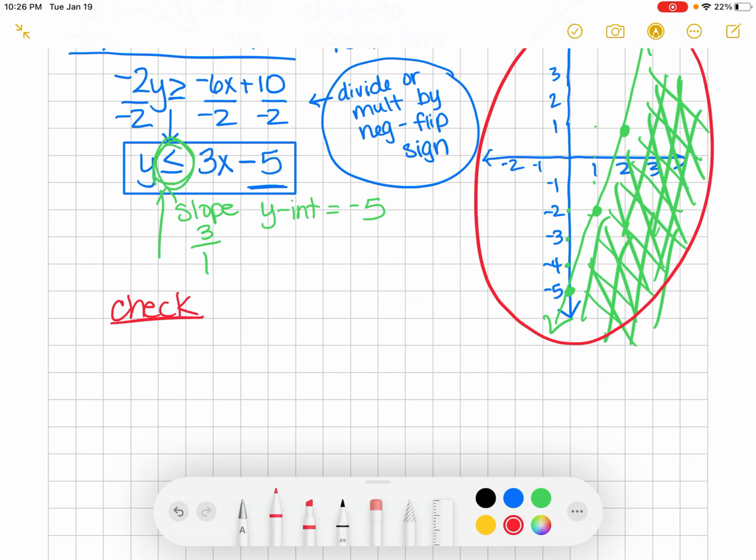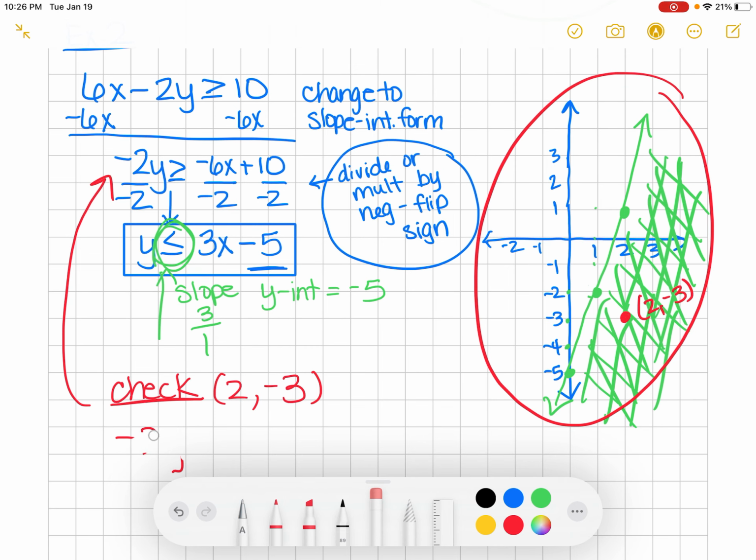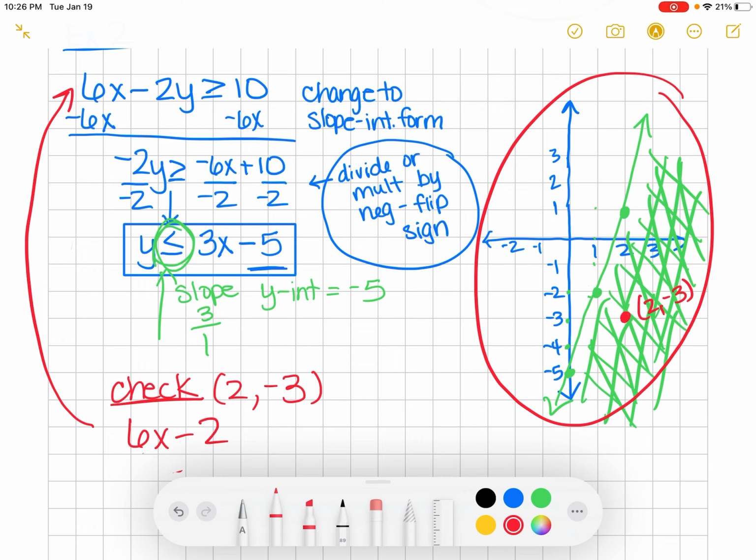Okay, so I'm going to pick this point right here, which is 2, -3 for my check. So I'm going to use 2, -3, and I'm going to go back up here and use my original problem, which was, oops, sorry, that's not my original problem. Okay, I didn't make my arrow go up high enough. My original problem was all the way up here. So I'm going to use 6x minus 2y is greater than or equal to 10.